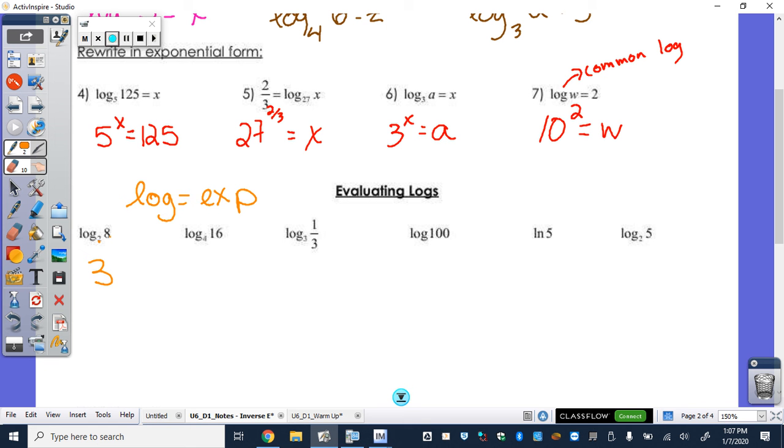What about for 4? What's the exponent on 4 to give you 16? 2. What's the exponent on 3 to get you 1/3? Again, what's our base when there's nothing written? 10. So exponent on 10 to get you 100.